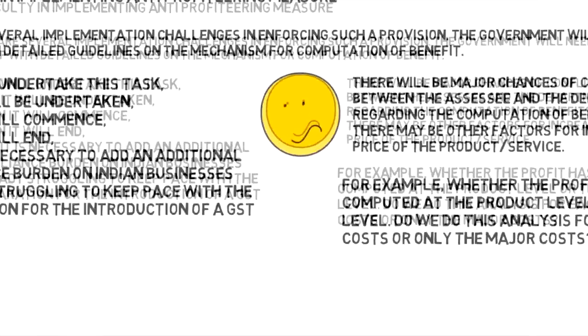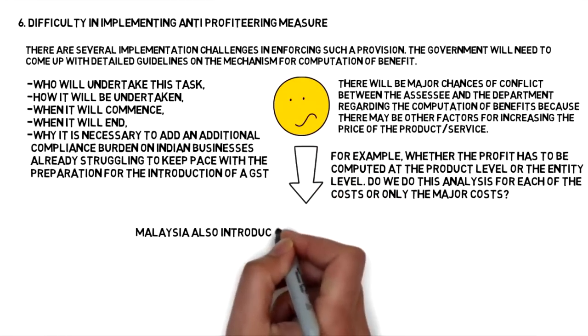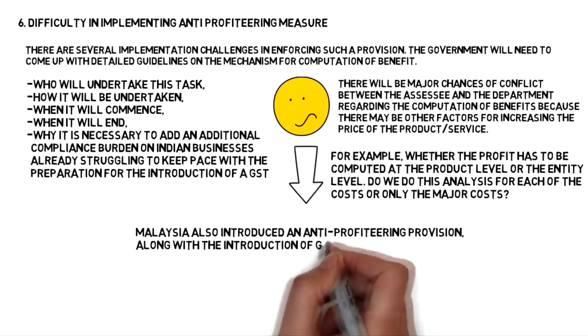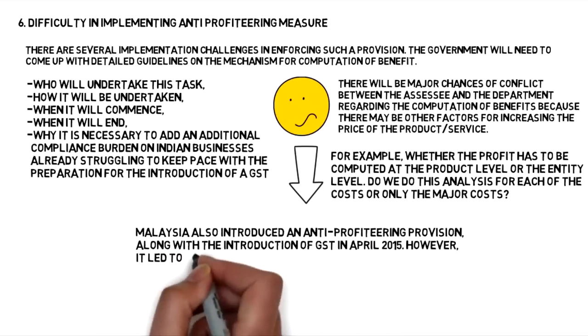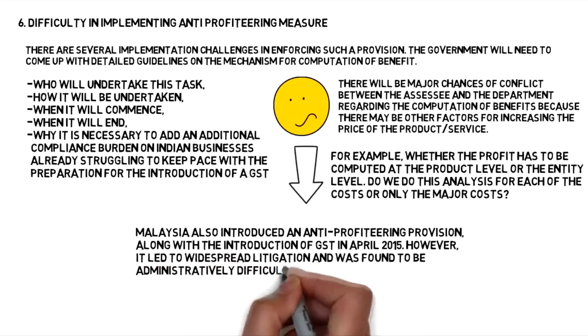Malaysia also introduced an anti-profiteering provision along with the introduction of GST in April 2015. However, it led to widespread litigation and was found to be administratively difficult to implement.